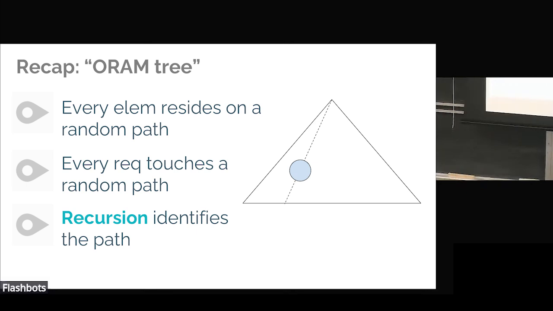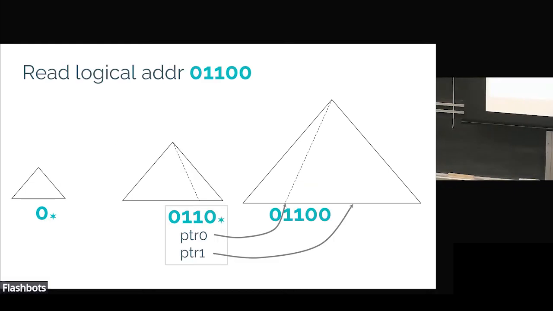In order to know which path it is, we are going to use a recursion data structure. So how does the recursion work? Imagine I want to read some logical address 01100. I have to first find out which path this element resides on. To do that, imagine I have an array that records where every element is, and I put this index array in a smaller ORAM. If you take this recursion idea, essentially you'll have a sequence of trees. Your lookup will start from the smallest tree, which is constant in size, because if it's constant in size, you can just read the whole tree.